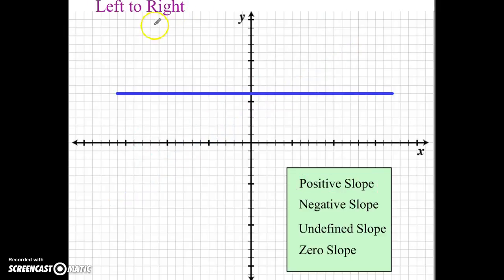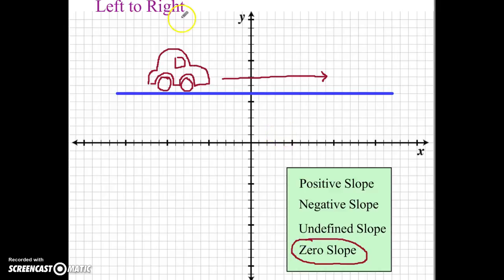The next example on this one, again, looking left to right. So picture your car. If we are traveling along this line, we are driving flat. We're not going up, we're not going down, we're just driving straight across. We're going flat. This is what we would consider a zero slope. It's neither up nor down. So if you picture your car, you're going straight, not up or down. This would be a zero slope.